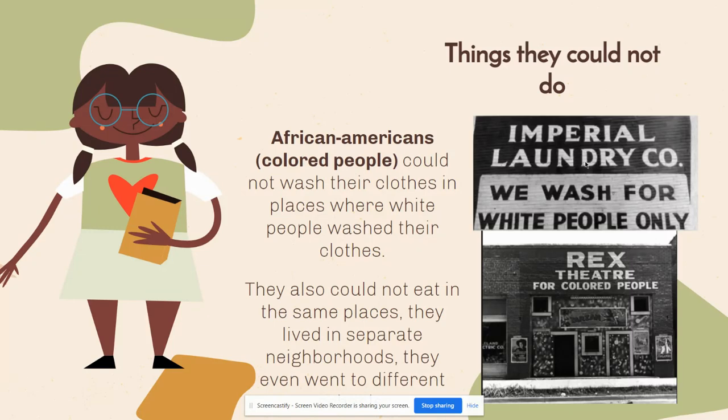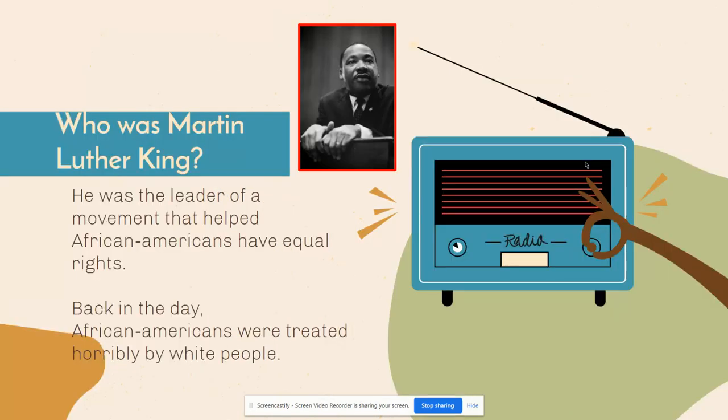And so Martin Luther King, this guy, he saw that and he was like, wait a second, no, stop. Like, this can't go on. And so he stood up to that and he fought for African American rights. And that's why he is so important.